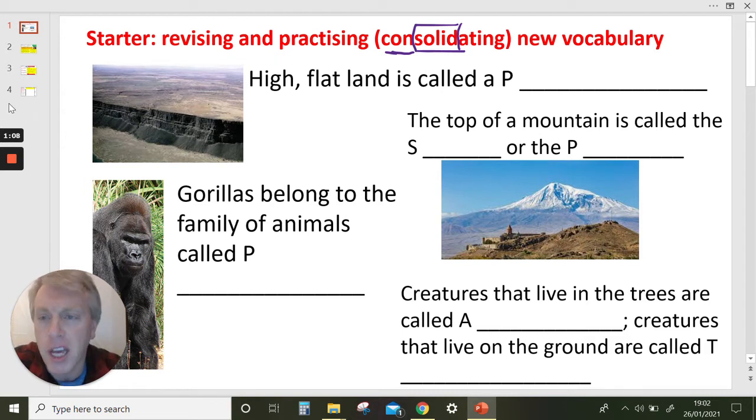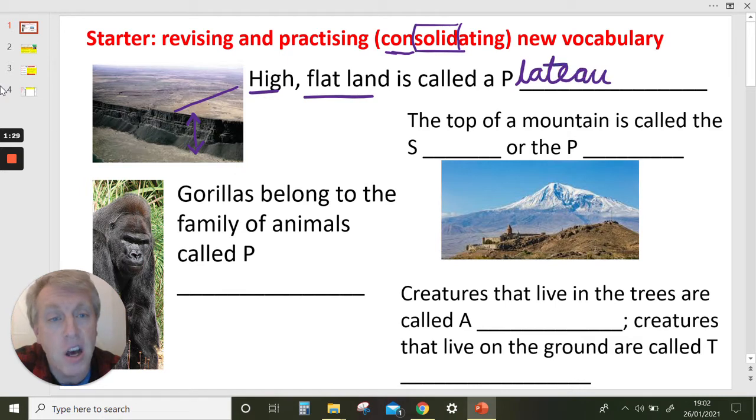So I've got a picture here. The cliffs are going up. This is high land, but quite flat. When we get to the top, it's quite flat, isn't it? High flat land is called, that's right, a plateau. It's a hard word to spell.